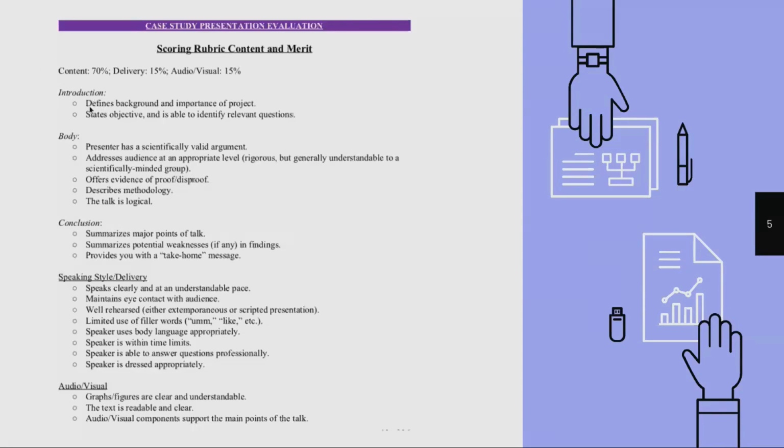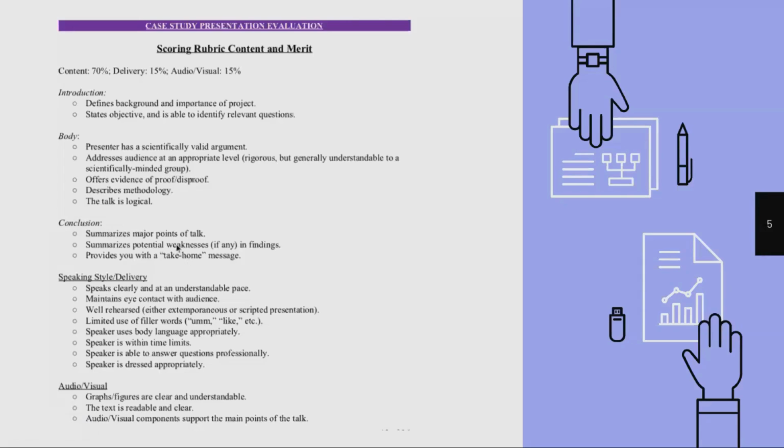We look at several areas. First, there's the introduction, the body of the presentation, and this looks at the arguments that you use and how valid they are. What supporting evidence do you have to support the claims that you're making? And then, of course, we look at how logical your discussion is. Finally, you summarize your major points. What should the class take away from your presentation? This is what should be in the conclusion.